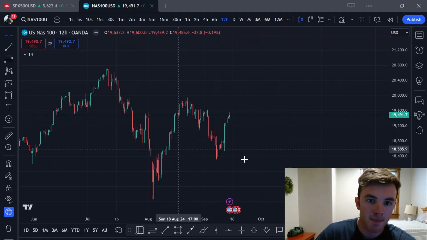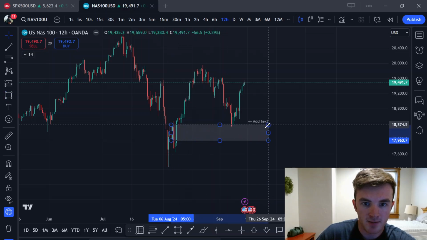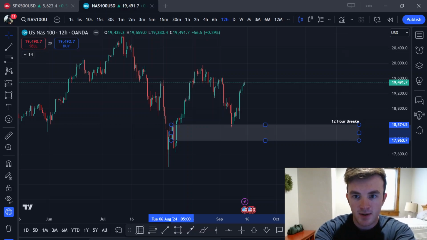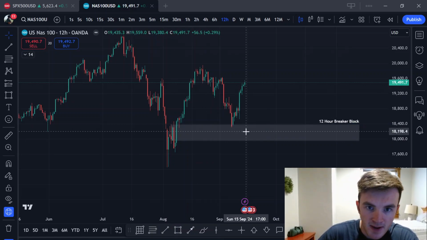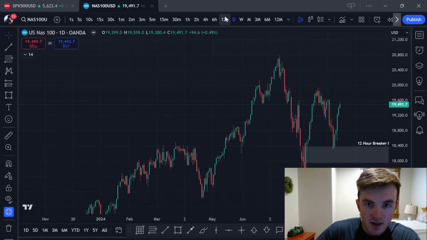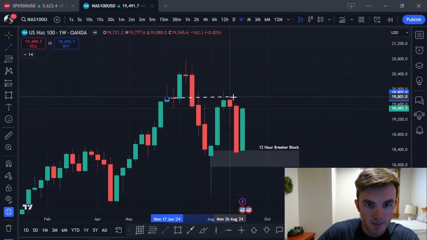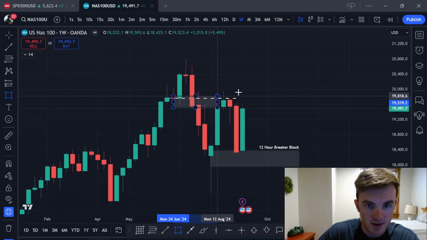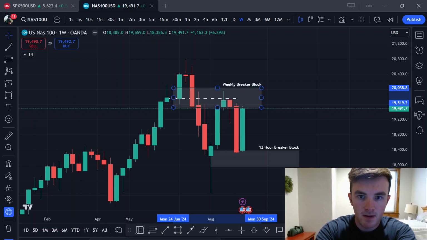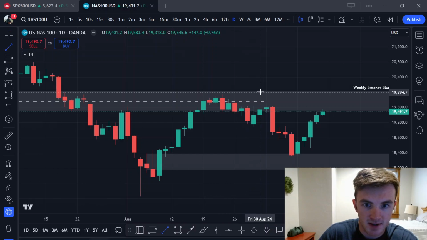Now, in my weekly recap, I discussed how this is actually essentially a 12-hour breaker block. And price is fractal, so yes, you can use the 12-hour. So 12-hour breaker block. Price pushed back into this 12-hour breaker block, and we talked about as well how this is a weekly order block, this is a weekly breaker block, and we discussed how there was an SMT here.